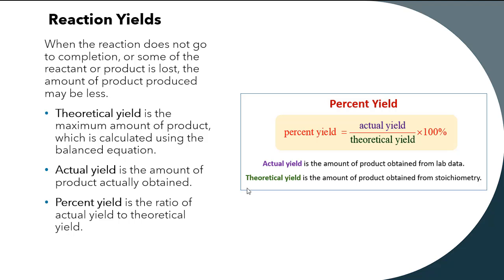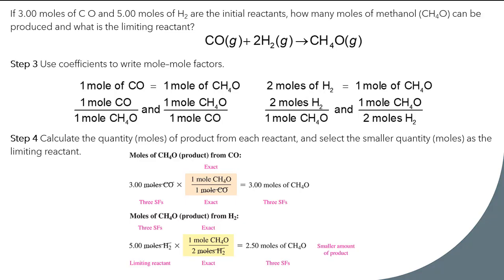Okay, so now that we know how to predict our limiting reagent and therefore predict the total amount of product that can be made, now we can talk about reaction yields. So when the reaction does not go to completion or some of the reactant or product is lost, the amount of the product produced may be less. So for example, in this calculation, we predicted that we could make 2.5 moles of methanol. However, maybe we lost some of that. So maybe we actually only made 2 moles of methanol.